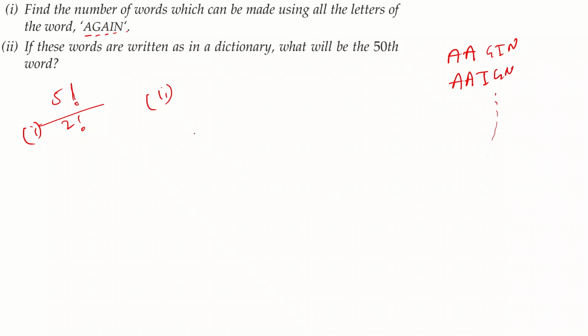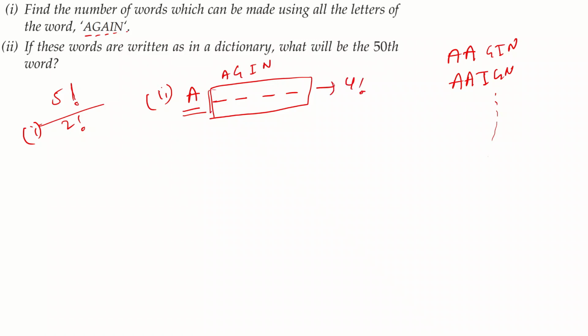Okay, so let's fix A in the first position. Then how many words are there which start with A? So now we have A, G, I and N to be arranged in these 4 places, and this can be done in 4 factorial ways. So there are in all 24 words which start with A.